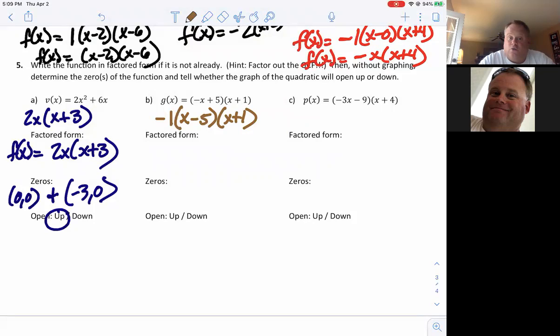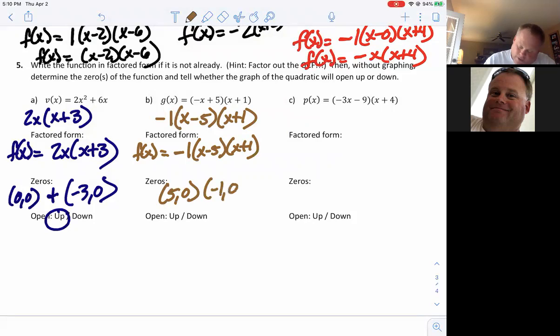Okay, so when I do that, am I in factored form? I am. So I'm simply going to put it as f of x equals negative 1 outside of x minus 5 and x plus 1. My zeros in this case are going to be 5, 0 and negative 1, 0. And I know I'm going to open up down. And why do I open up down? Because my A term is a negative. That negative out front, right, makes it opening down.